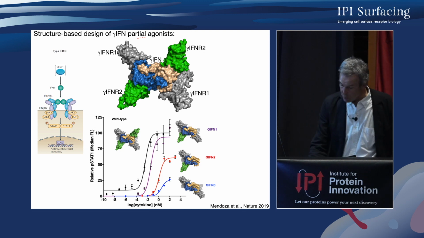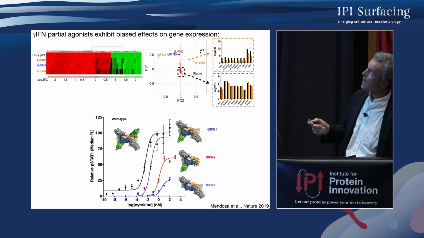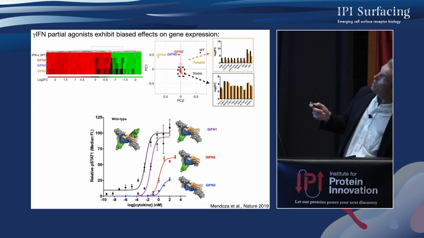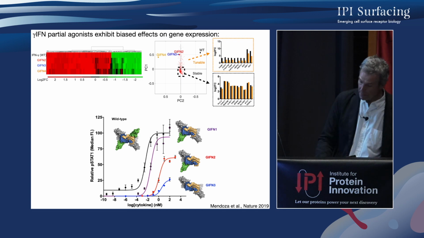And then what we did was we did some gene expression studies and had a surprising result. When we looked at gene expression of wild-type gamma versus the partial agonists, we found that most of the genes were activated to a similar degree by wild-type and the partial agonists. But there was a small subset of what we call tunable genes that were activated by wild-type gamma and not that much activated by the attenuated versions. One of these is PD-L1, and one of the stable genes is MHC1.